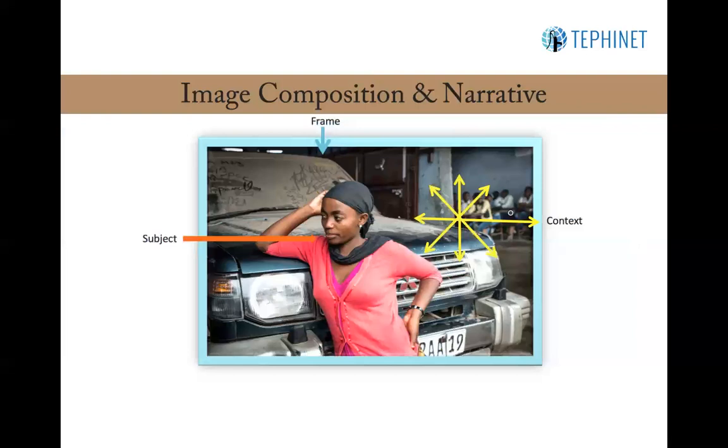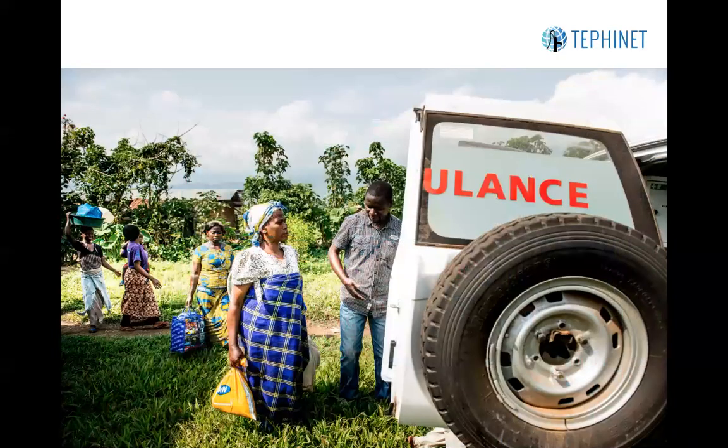They're not random. They all have a purpose, especially when one is shooting with FETPs and the programs, or for TEPHINET. So in this case, again, you have a number of individuals. Your subject is going to be right here. It's this interaction between the woman and the man. And your context is, as you can probably see and figure out, that this is an ambulance.